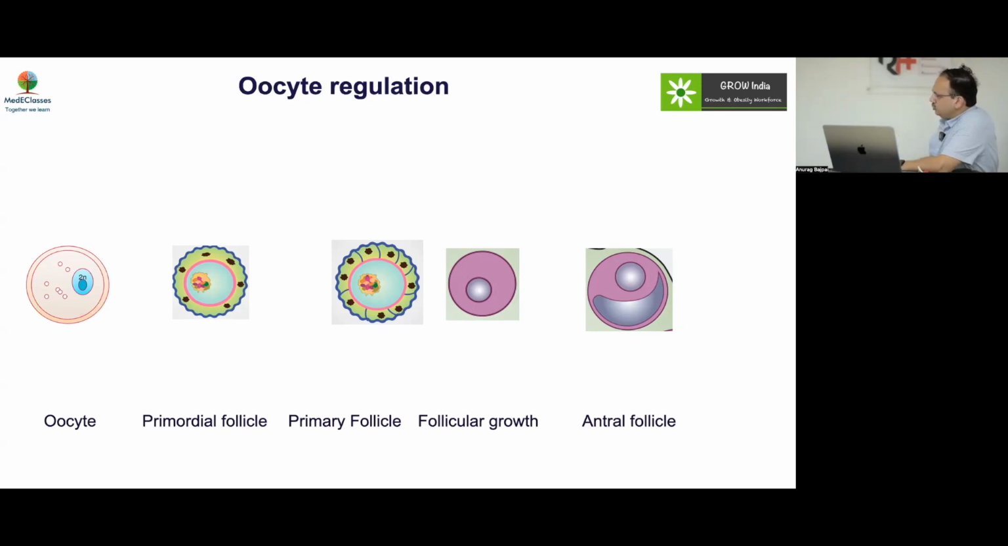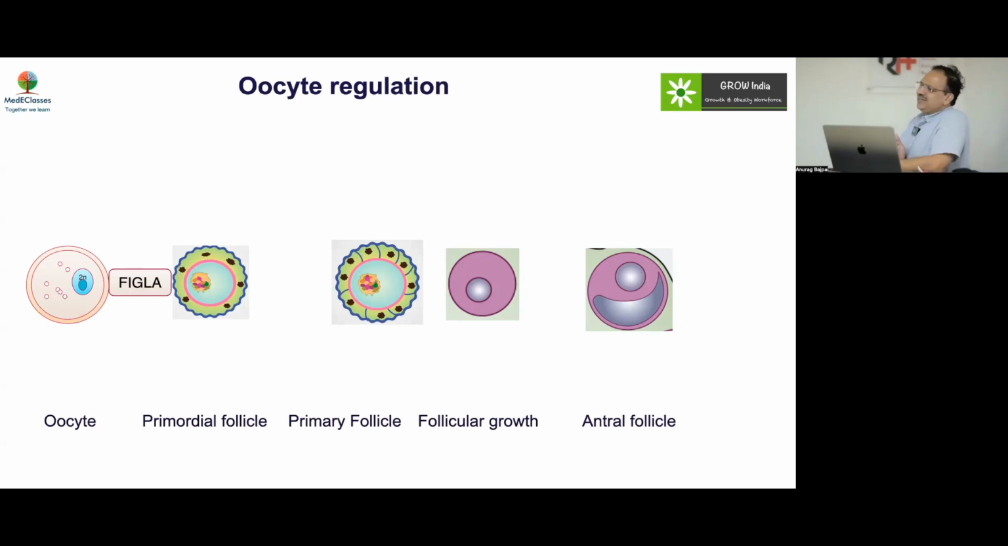So you've got the oocyte, then the primordial follicle is just surrounded by a single layer. Then you have a primary follicle in which this layer changes from squamous epithelium to columnar epithelium. Then the follicle grows, and finally you develop a cavity inside, which is known as the antral follicle, and then ovulation, which we'll talk about a bit later.